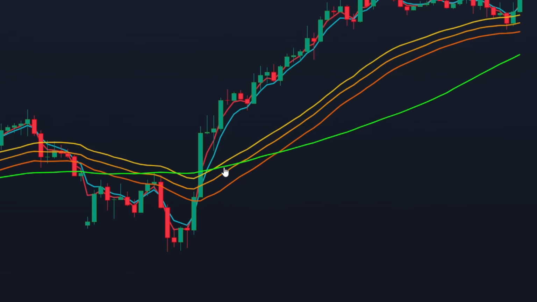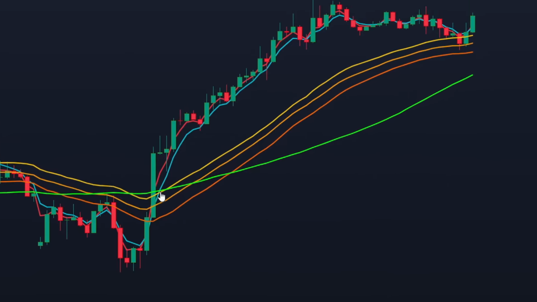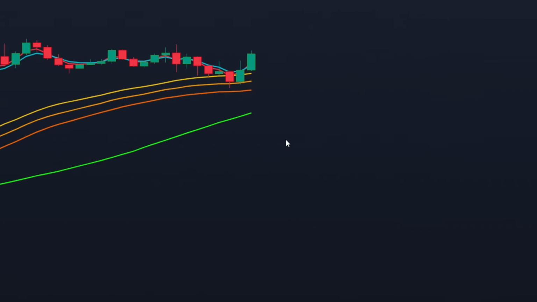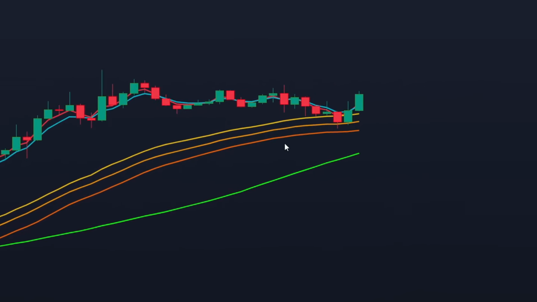That's our first clue that the market might be starting a new uptrend. The next step is to wait for the ribbon, those 3 EMAs, to also cross and go above the green line. When you see that, it confirms that the momentum is shifting upward. Now wait for the price to pull back toward the ribbon.